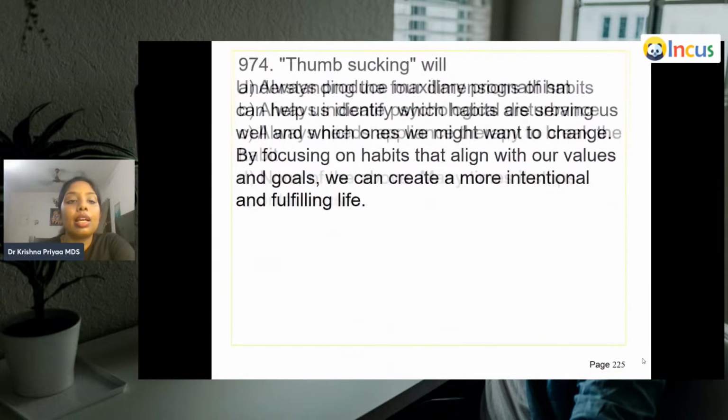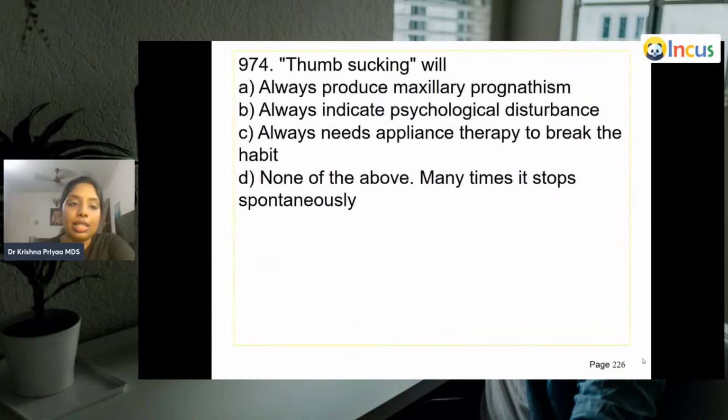Thumb sucking. Thumb sucking always produces maxillary prognathism, always indicates psychological disturbance, always needs appliance therapy to break the habit. None of the above, many times it stops spontaneously. So here we have to understand thumb sucking. They've not told about prolonged thumb sucking or problematic thumb sucking. They've just given thumb sucking. So always our mind usually goes to always produce maxillary prognathism, right? It is wrong. So they've just given a general aspect.